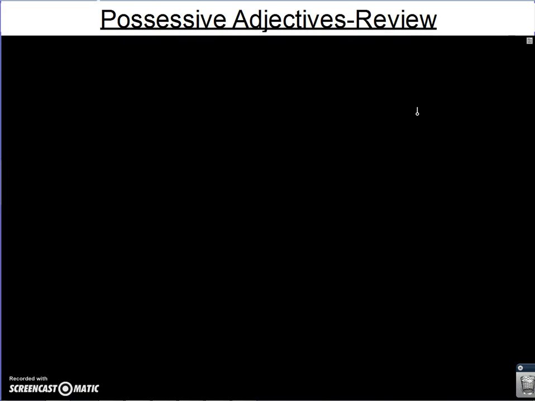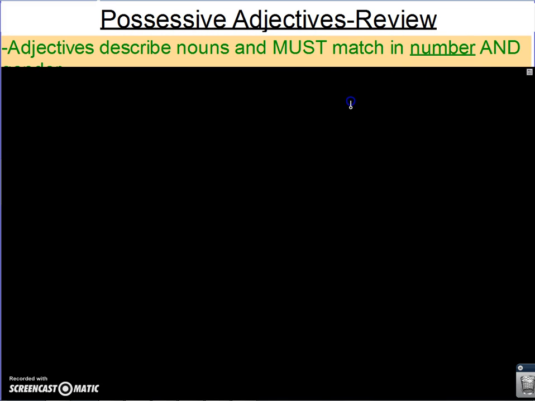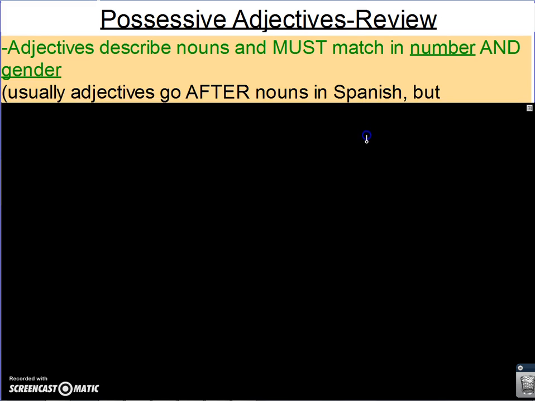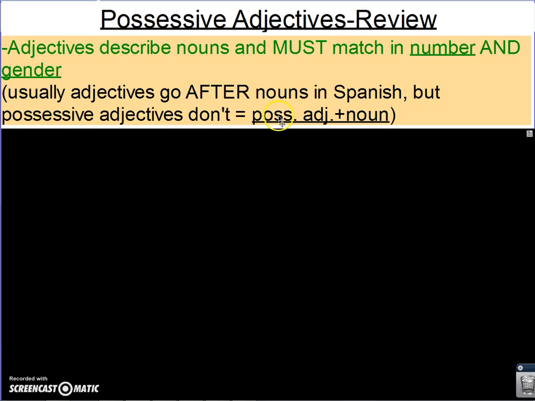This should be review for you. You should have seen possessive adjectives before in Spanish 1, but whether you have or whether you haven't, you'll have it all in your notes after today. So, as you know, adjectives describe nouns, and they must match the noun they're describing in number, whether it's singular or plural, and gender, whether it's masculine or feminine. Now, we've also talked about the fact that usually adjectives go after nouns in Spanish, like blue book becomes book blue, but these are an exception. Possessive adjectives don't.